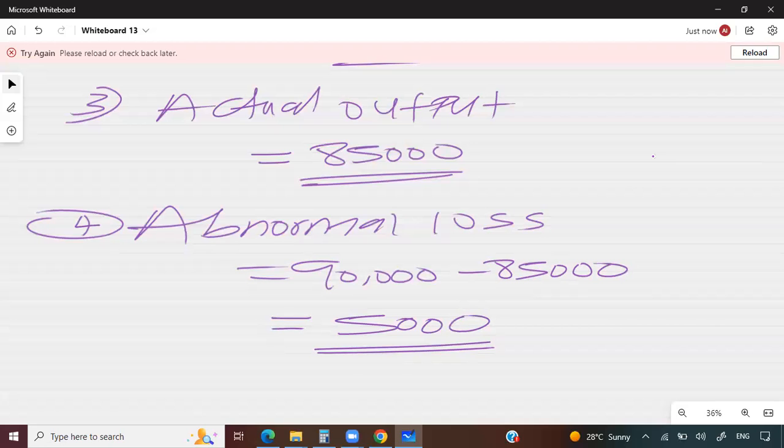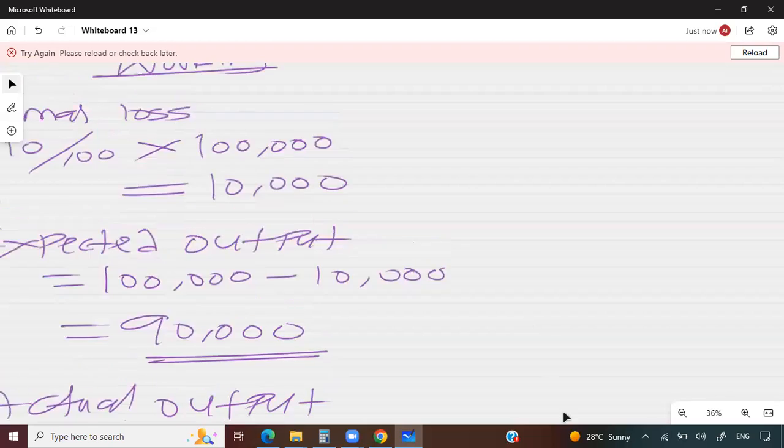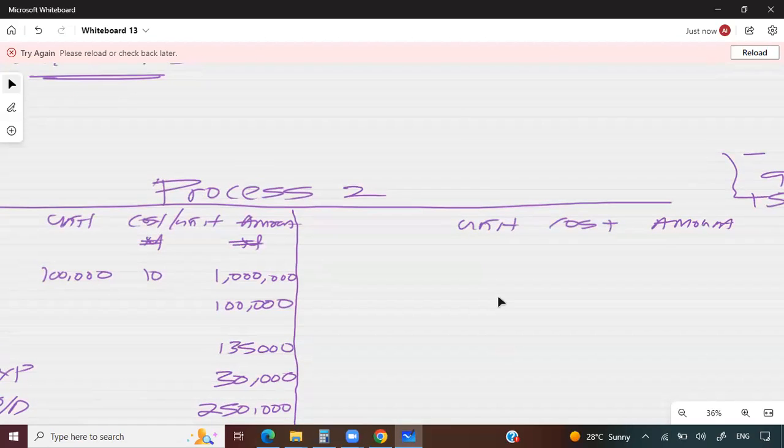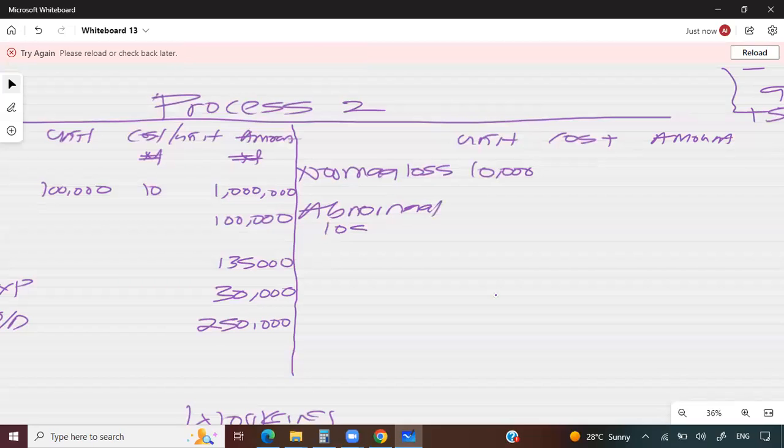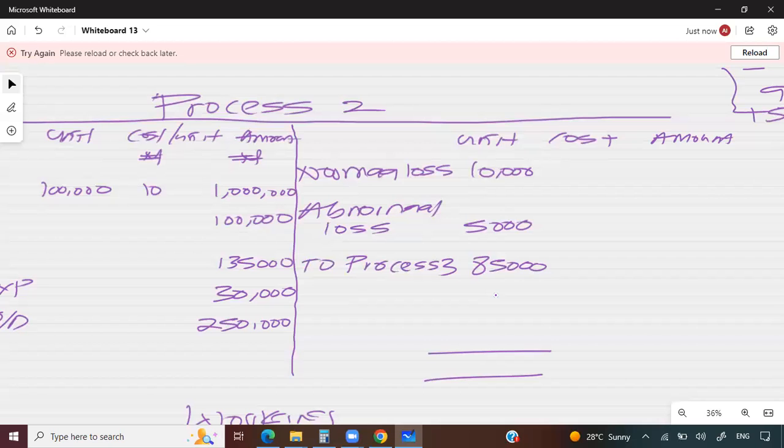Okay. And that's it. We'll just go back and record it. Normal loss is 10,000. We also have abnormal loss of 5,000. So to process 3 is 85,000. So at the end of the day, you should be able to have the same.